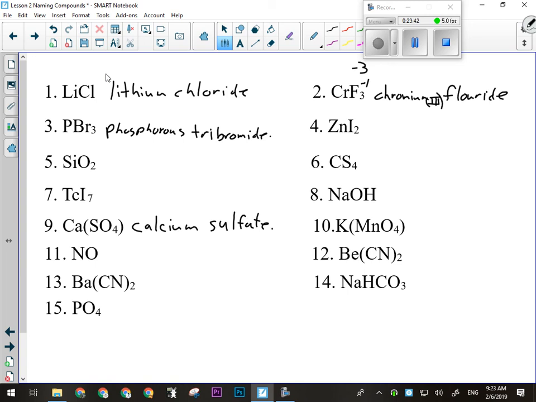And then number 4, I have zinc and iodine. Zinc is a metal, so this is an ionic compound. Zinc only has one possible charge, so this is just zinc iodide. All right, I'll give you a couple more minutes and then we'll do the next 4.